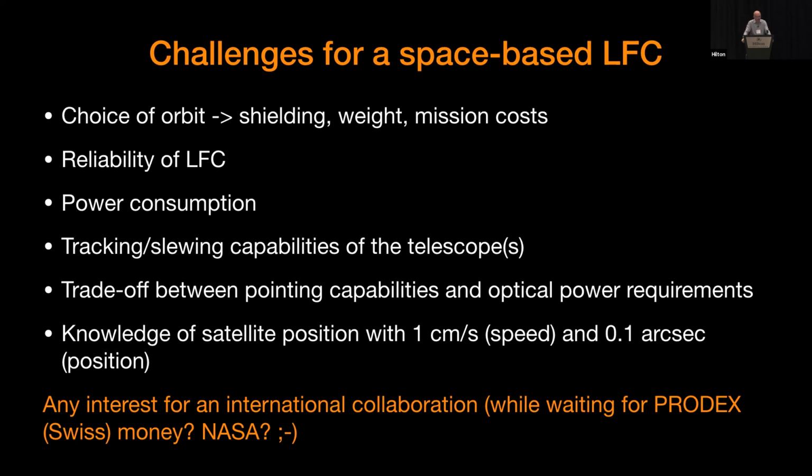And of course, we have to understand how we can correct, or know exactly, the speed and the position of the satellite, at 1 centimeter per second and 0.1 arc second, such that we can know its relative velocity with respect to us. And that's it. So it's a lot of challenges, and then I take questions if there are any.